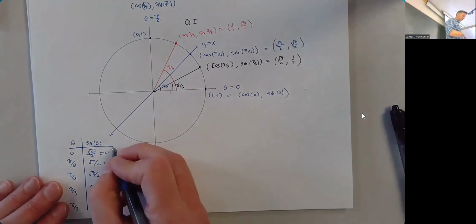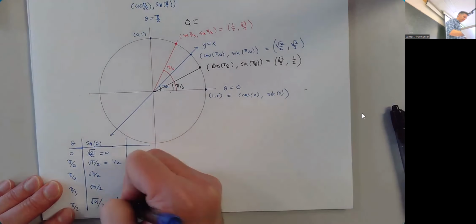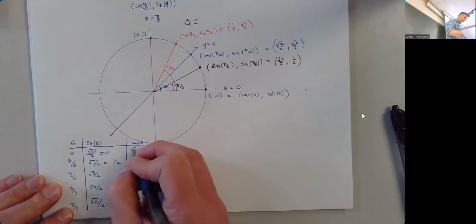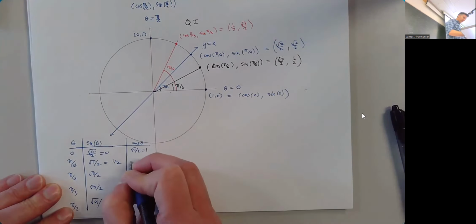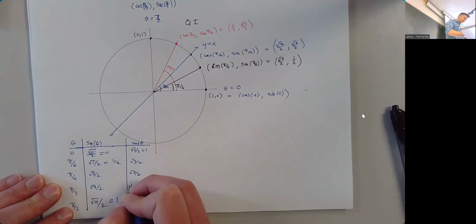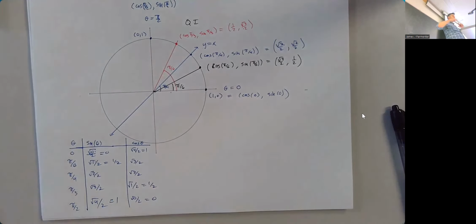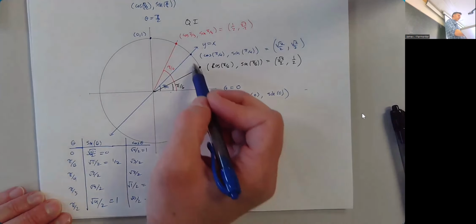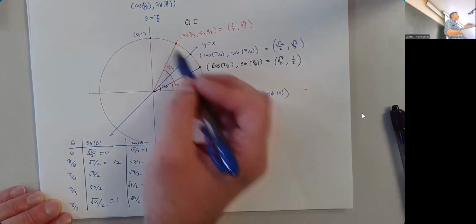And then cosine does the opposite stuff. Cosine of theta, you get root 4 over 2, which is 1, and then root 3 over 2, and then root 2 over 2, and then 1 half, which is root 1 over 2, and then root 0 over 2. They literally just flip the order in which you get them. So in the first quadrant, as the sine values get bigger, the cosine values get smaller.